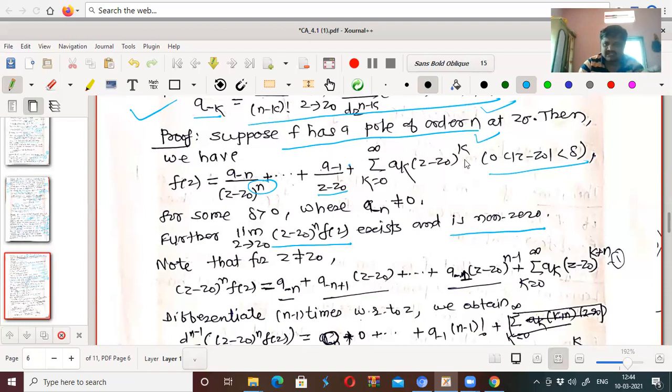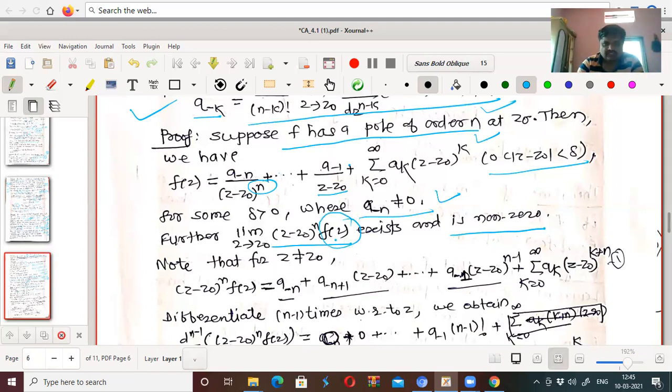This will get (z minus z0) to the power n plus k there, and as z tends to z0, every term vanishes, and only we get a minus 1 which is non-zero, and a minus n which is non-zero. So it exists and is non-zero, right? So the limit as z tends to z0 of (z minus z0) to the power n times f of z exists and is non-zero. Therefore, z0 is a pole of order n of f of z.